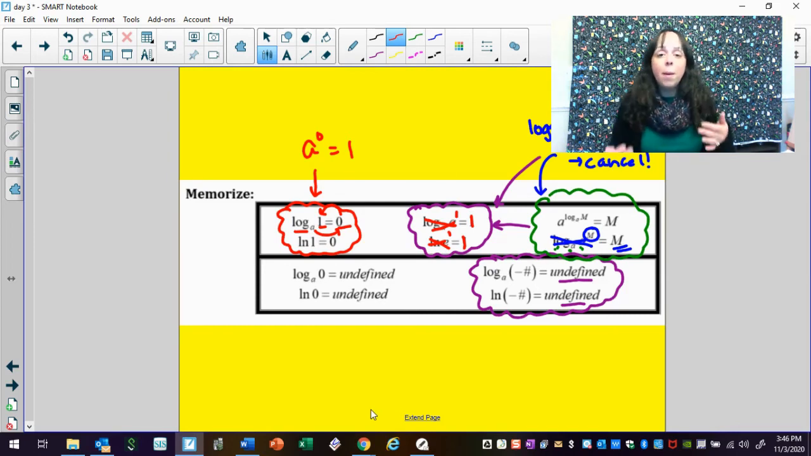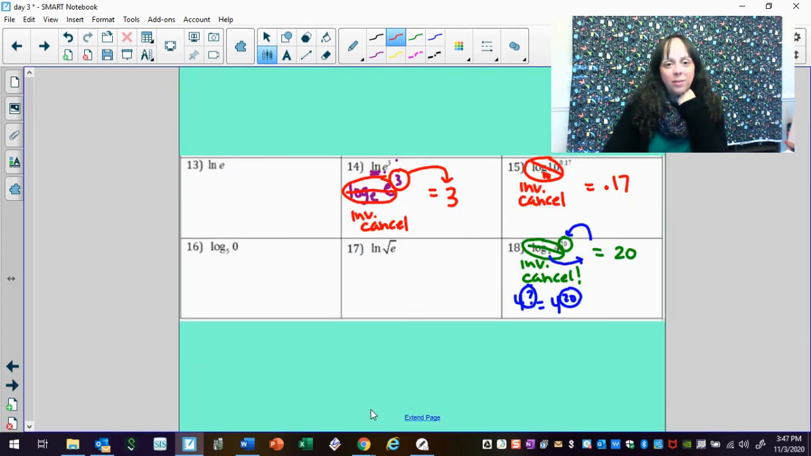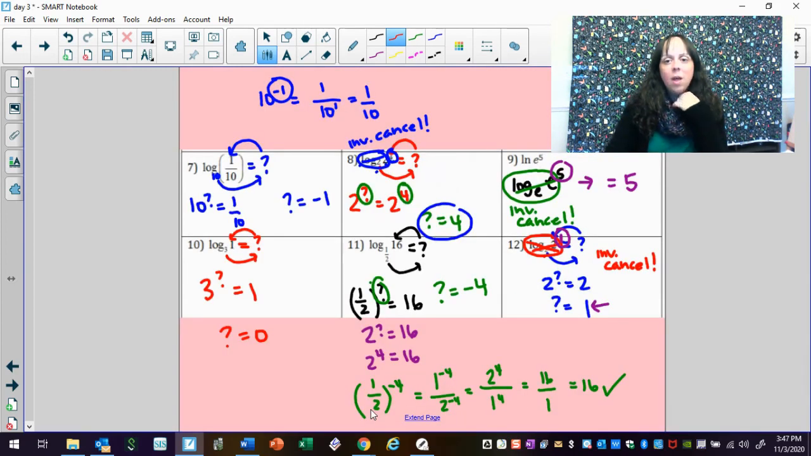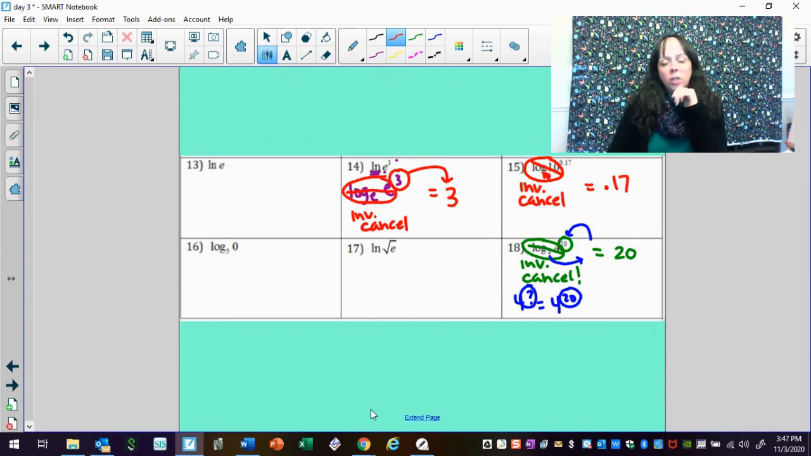Okay, so if you can memorize these formulas, these rules here at the bottom, it's going to save you time. And you'll get better with logs as you practice, I promise. They're very difficult at first, but after some practice, you really start getting the hang of it. All right, what do we think about 13?